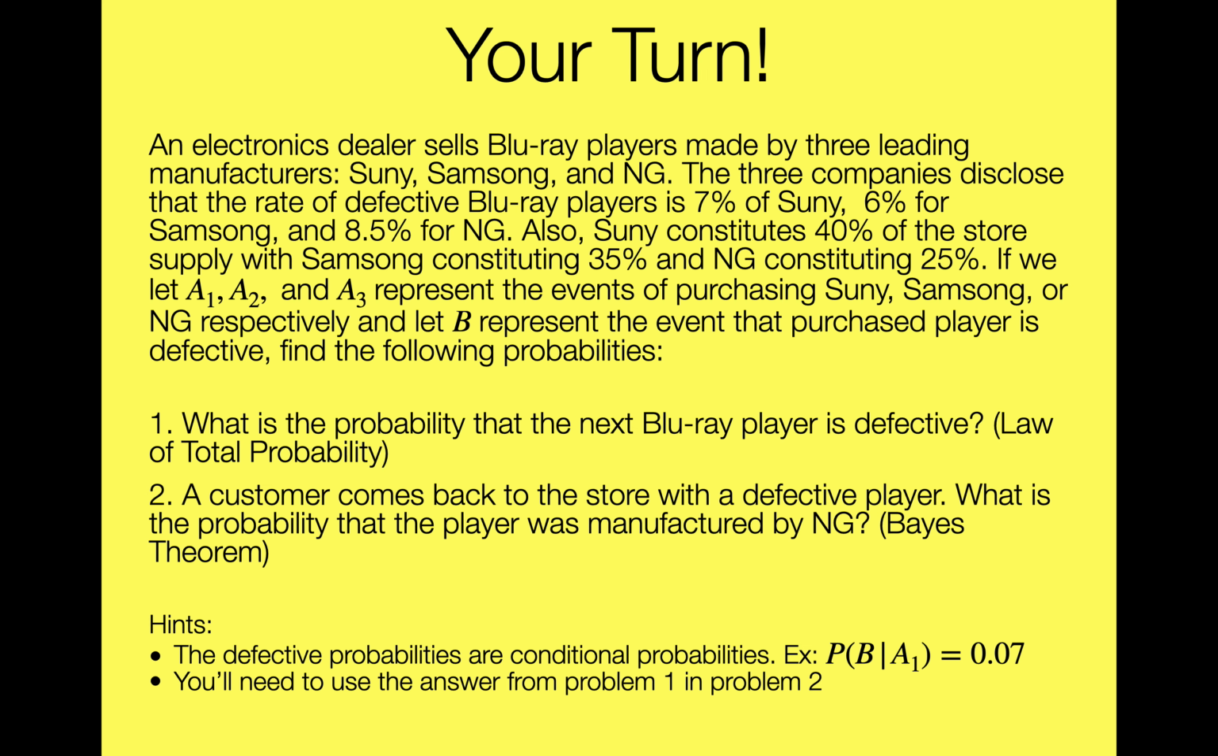What's the probability that the next Blu-ray player is defective? Okay, we have some Blu-ray players, some are defective. I want to find out probabilities about them. So just the probability that the next Blu-ray player that's sold is defective. That's 1. And then 2, a customer returns back to the store with a defective player. What's the probability that that was manufactured by NG? Okay, so it's a law of total probability question and a Bayes rule or Bayes theorem question. And I give you a few hints at the bottom to help you along. That's the end of this video.